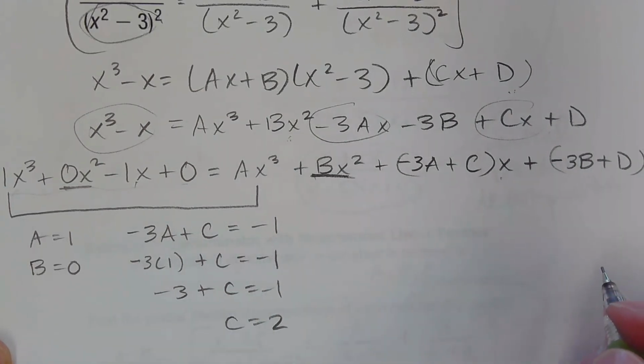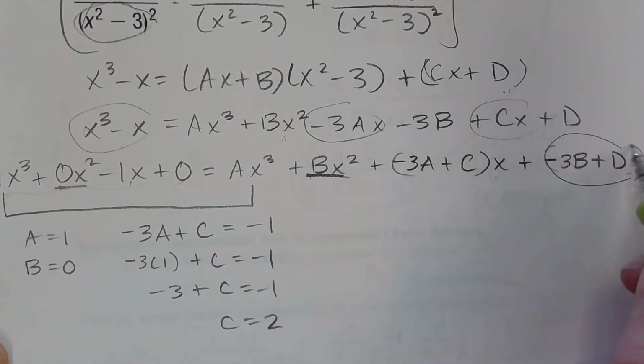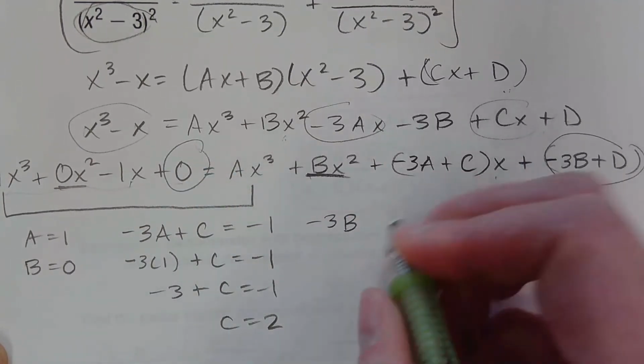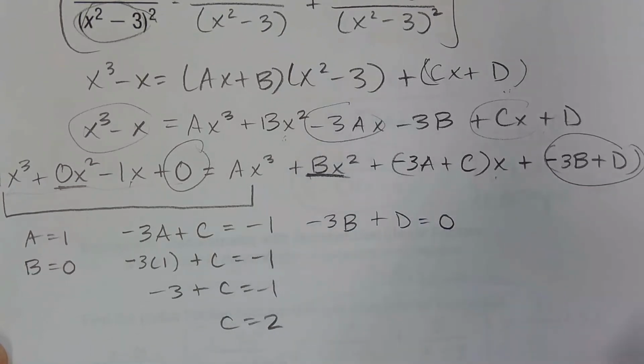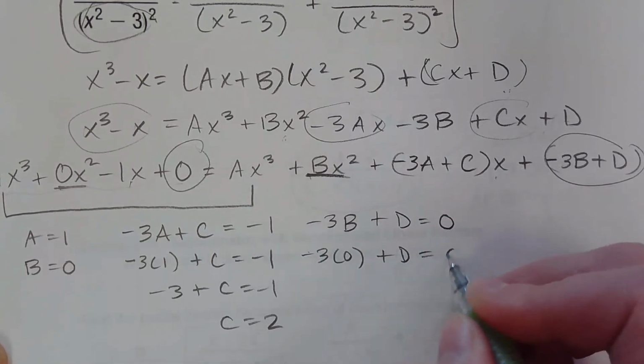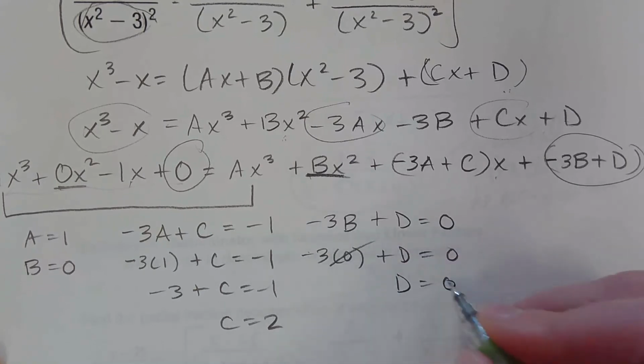And then I want to find d. So this is my constant term. This is my constant term. So negative 3b plus d equals 0. And b is 0. So this is 0, so d is just equal to 0.